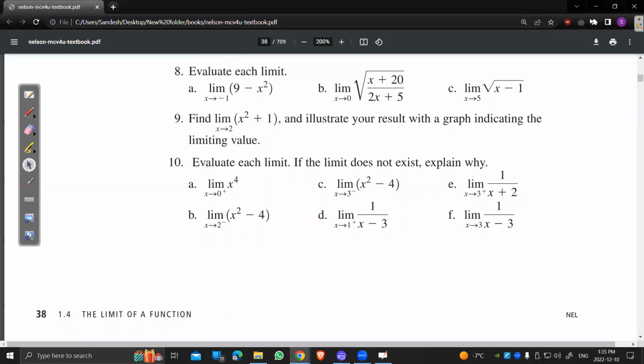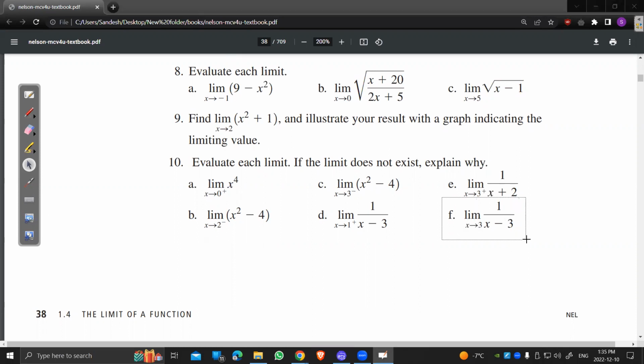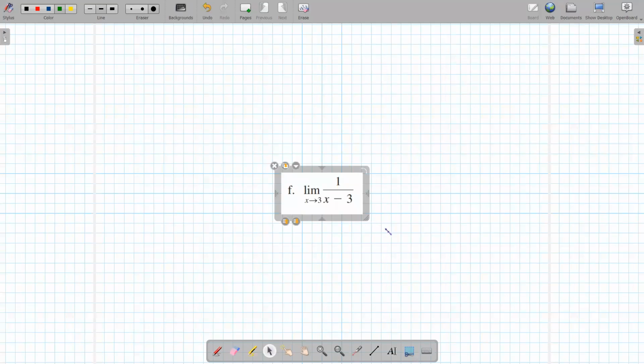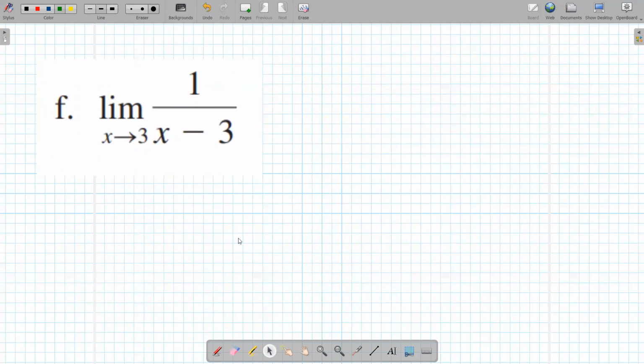These are also all mostly plug and chug. All of them are plug and chug actually, except this one. Everything else, you can just plug the 3 in. Everything else is good. This one is not good. What happens when we plug a 3 in? You get 1 over 0, which you can't do. That means there's an asymptote there. That means the function is discontinuous there.